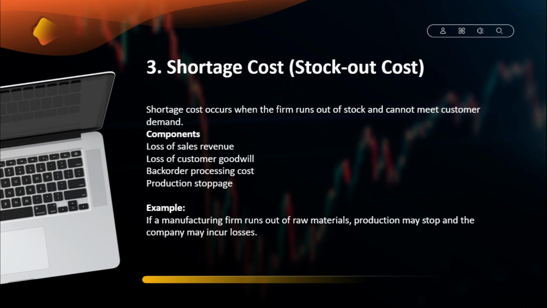Next slide, the next type of cost is shortage cost, or we can call it stock-out cost. Shortage cost occurs when the firm runs out of stock and cannot meet customer demand, because in the market, according to customer demand, supply should generally happen from the inventory section. But when there is a shortage of inventory product, that is a stock-out, the expenses related to that come under shortage cost.